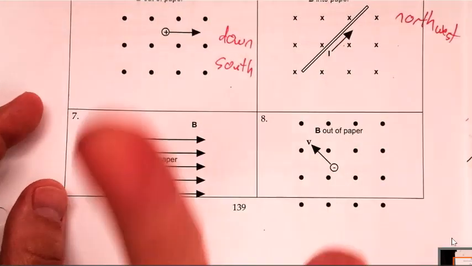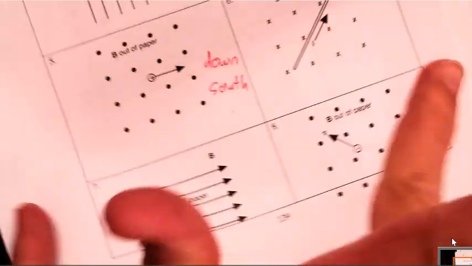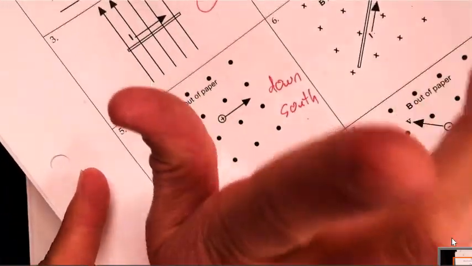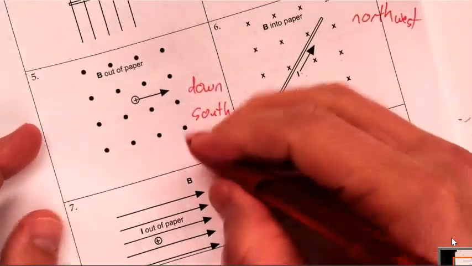Current out of the paper. So current's out of the paper, magnetic field is this way. Oh, that's really hard to do. Ow. The force is up, north.